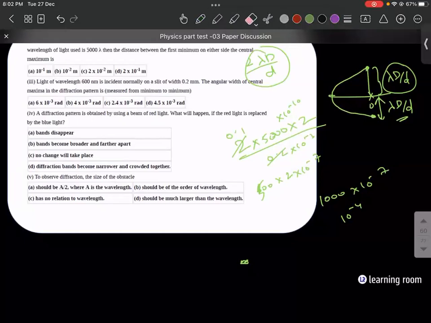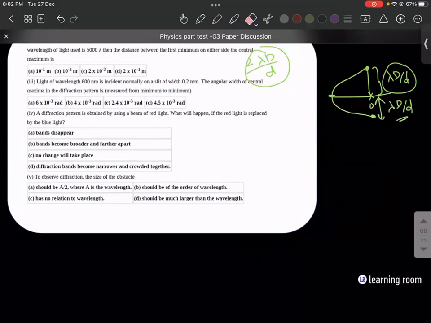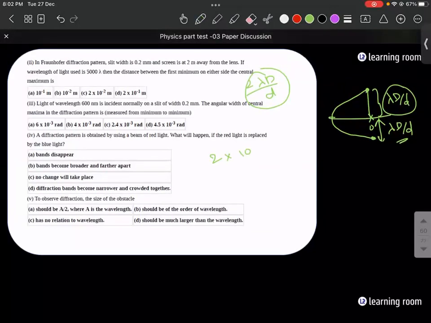5,002 into, wait, let me do it again. Come again. So 2 into 10 power, 2 into 5,000. 2 into 5,000 into 10 power minus 10 into capital D is how much? 2 divided by 0.2 into 10 power minus 3. This is 0.1. So as I mentioned, 0.1 into this is 500.